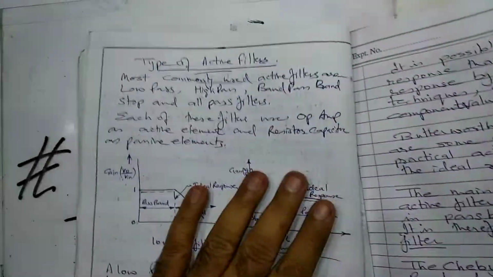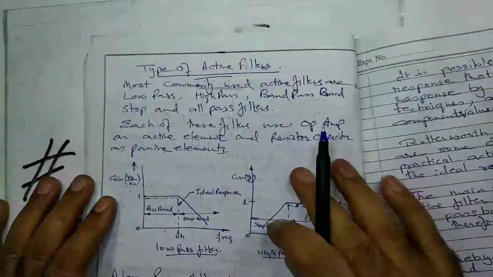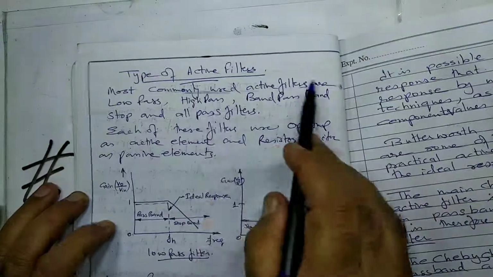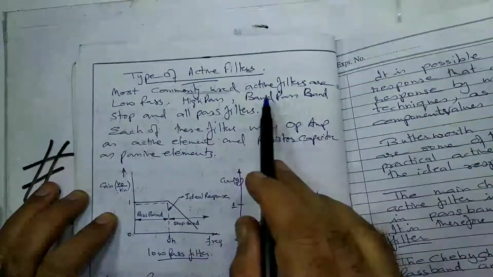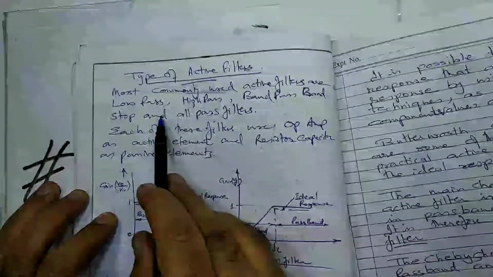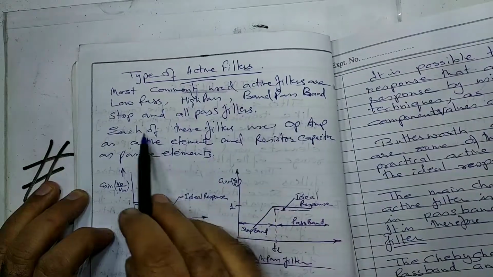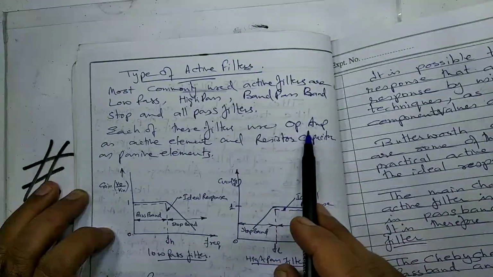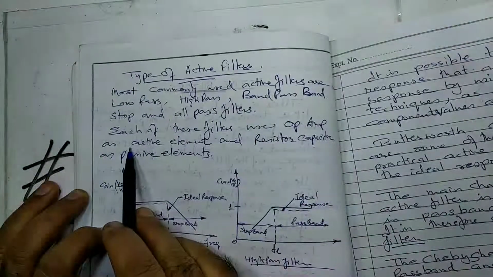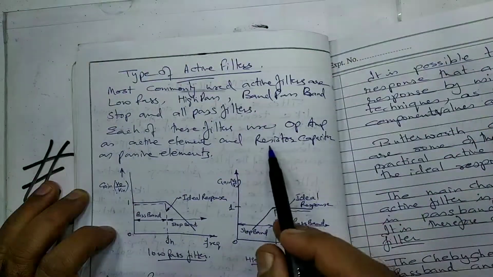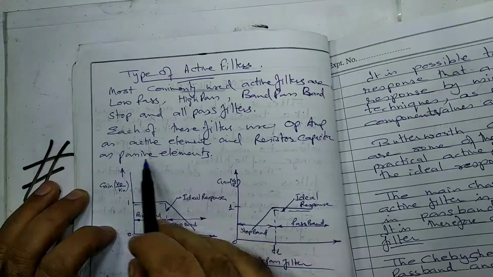Now, types of active filters. Most commonly used active filters are low pass, high pass, band stop, and all pass filters. In each of these types of filters, the op amp is the active element and the resistor and capacitor are passive elements.